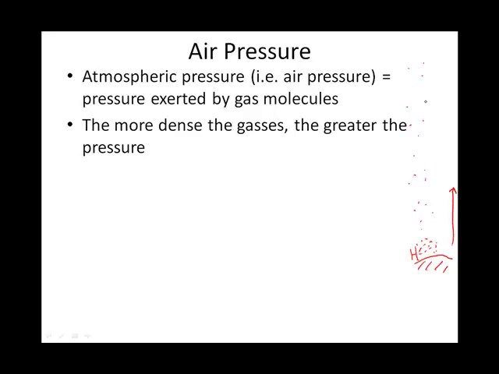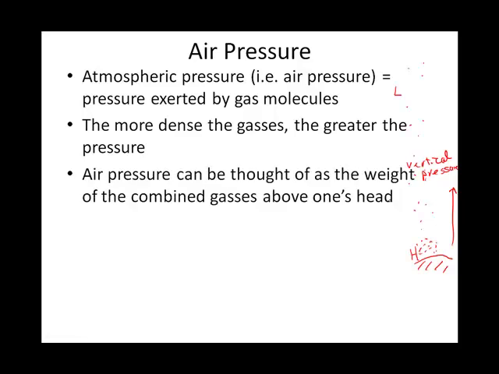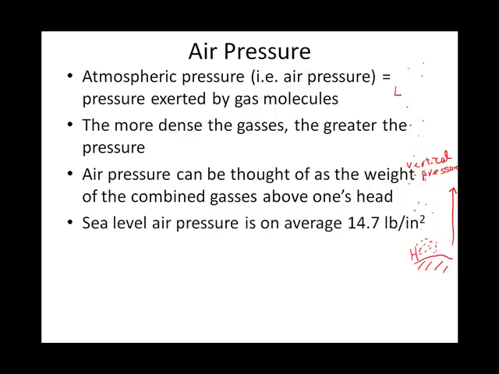Generally speaking, we have a high pressure down here near the Earth's surface and a low pressure up here. We'll talk more about this. This is called the vertical pressure gradient, or vertical pressure change. Gradient and change can be used interchangeably. So the more dense the gas, the greater the pressure. And I don't have a whole lot to add to that.